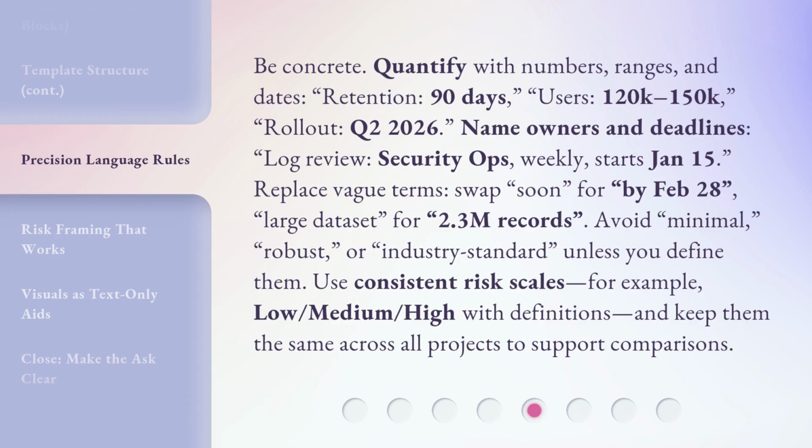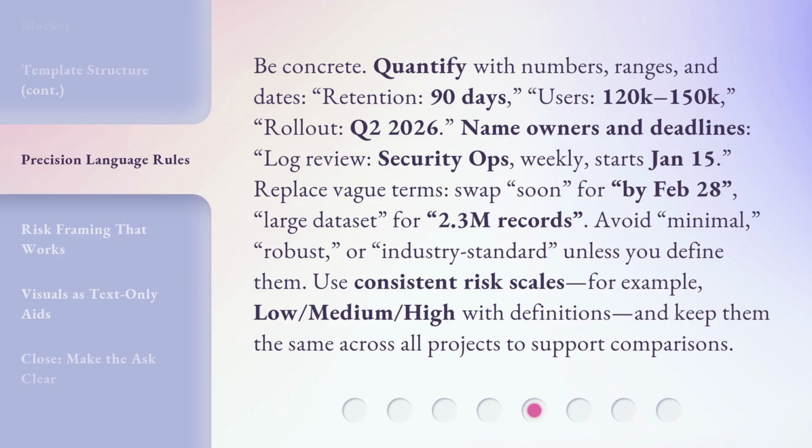Be concrete. Quantify with numbers, ranges, and dates. Retention, 90 days. Users, 120K to 150K. Rollout, Q2 2026. Name owners and deadlines. Log review. Security ops, weekly, starts January 15th. Replace vague terms. Swap soon for by February 28th.